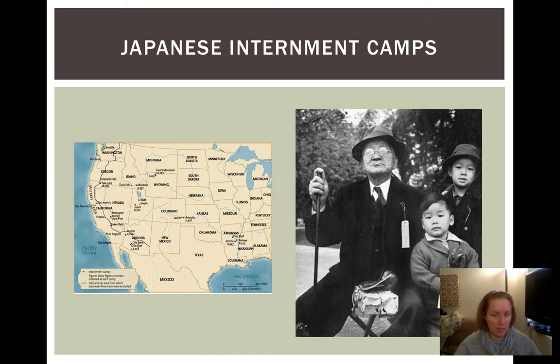And the internees of these camps, they were put through this sort of quasi-military discipline. They had to wake up every morning for roll call. They had to eat in these mess halls. You couldn't eat together as a family.